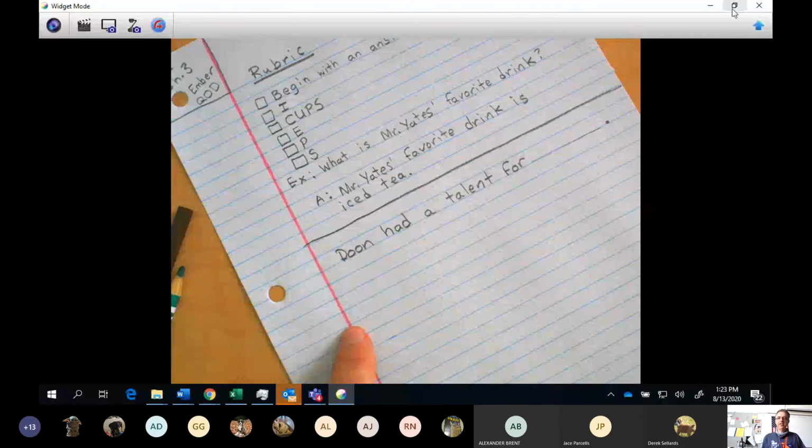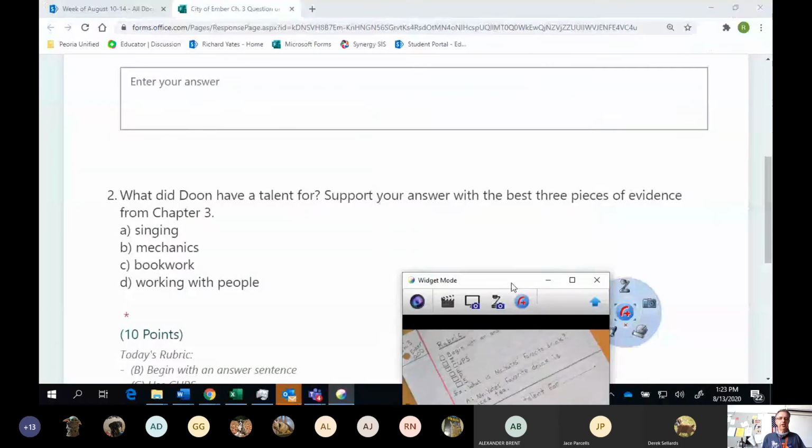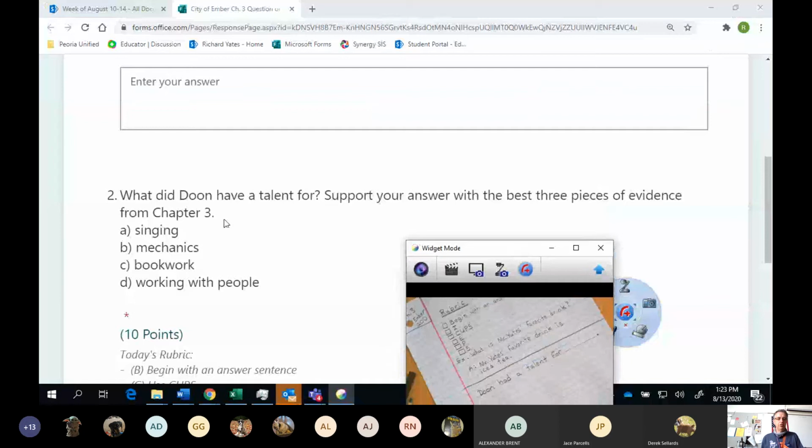You'll notice that that's not all there is to do on this question. You do want to pick which talent Dune had. That means, can he sing? Can he fix things? Like bookwork means, is he really good with reading and doing things in books? And working with people is just pretty much teamwork. You do have to pick one of those. Once you do, though, you do need to do something else.